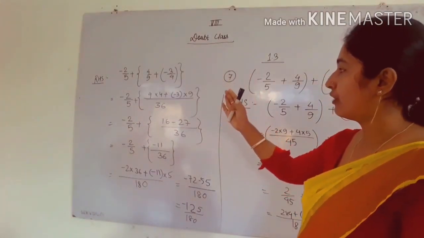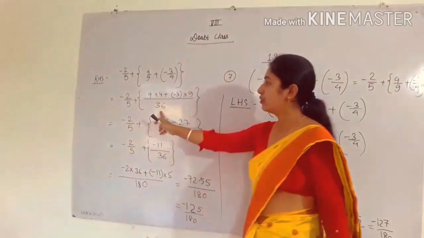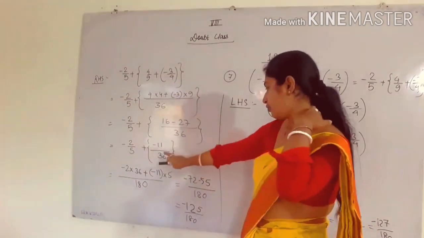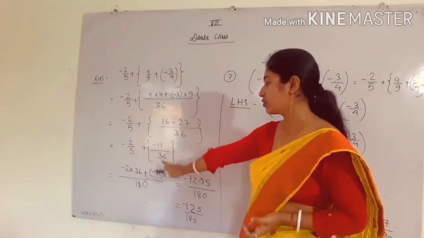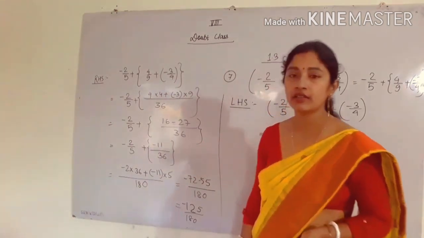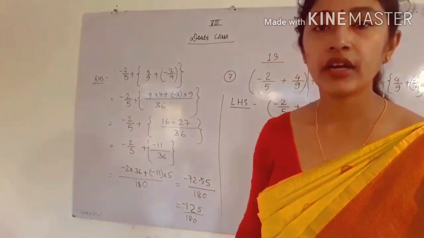So when we solve 9 and 4, the LCM will come as 36. Okay, so again you have to simplify the numerator. So finally I got minus 11 by 36. So minus 2 by 5 plus minus 11 by 36. Both are negative. As both are negative, the number will be a negative rational number.